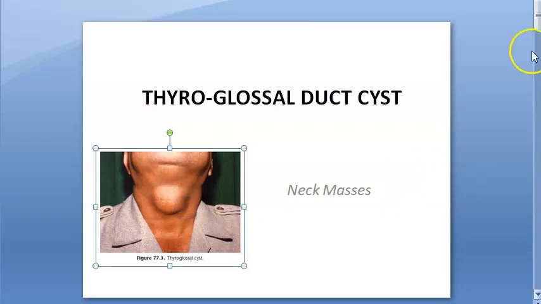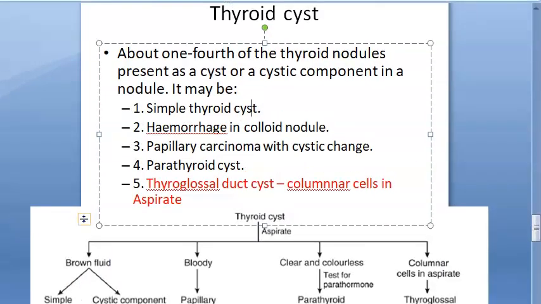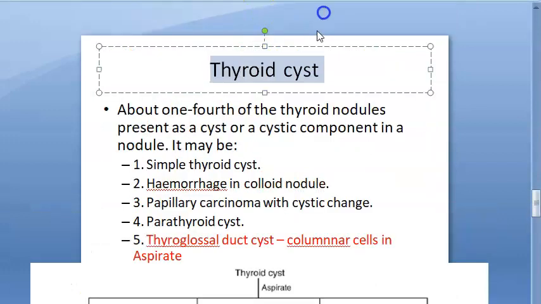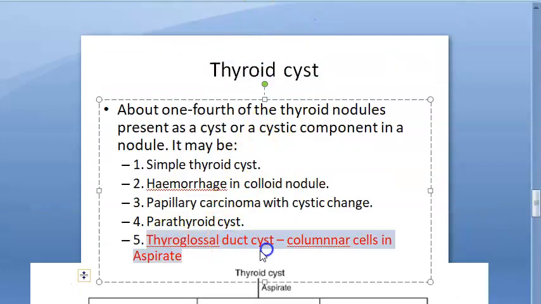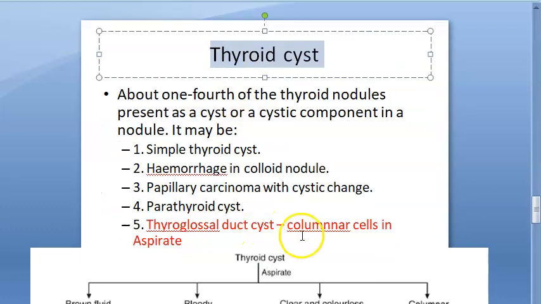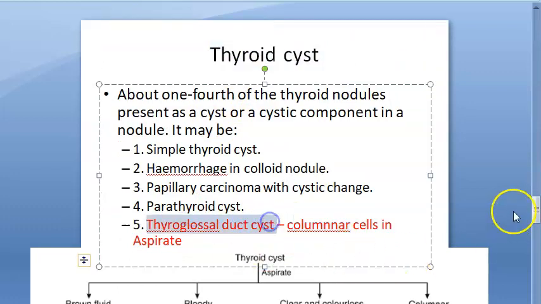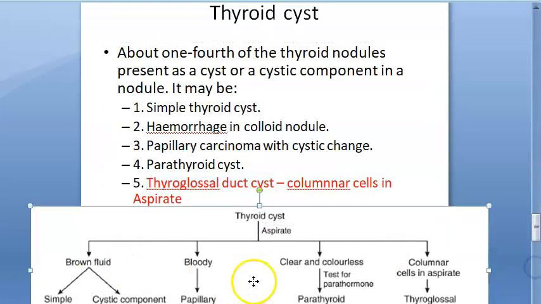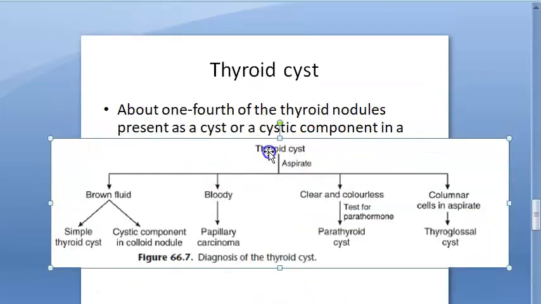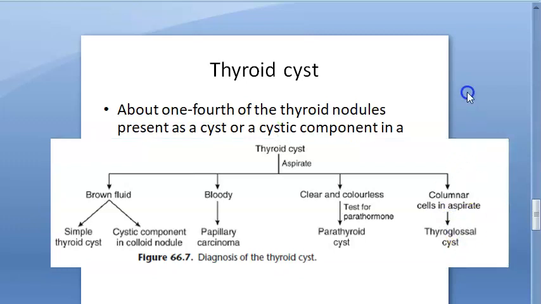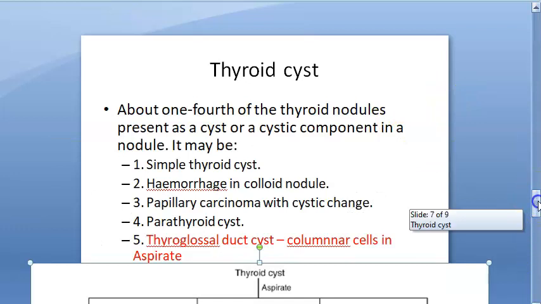So guys, this thyroglossal cyst has one more differential, that is thyroid cyst. Okay. So whenever you feel there is a thyroid cyst, it can actually be a thyroglossal duct cyst. Okay. So when you aspirate its contents, if you're getting columnar cells, then it is a thyroglossal duct cyst. So that's what they're saying here. See this table here, thyroid cyst, you aspirate. If you're getting columnar cells in the aspirate, it is thyroglossal duct cyst. Okay. TGDC. So that's what we are looking at in this video, right? TGDC. So now let's move on to the treatment.